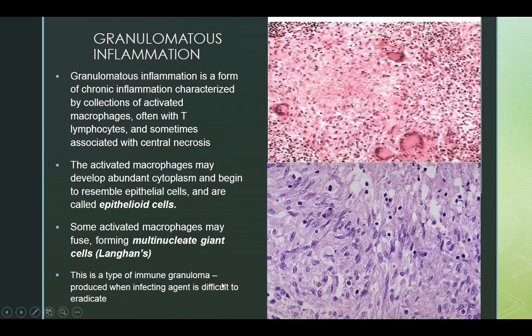This type of immune granuloma is produced when the infecting agent is difficult to eradicate, like in TB. TB is a classical example of granuloma formation. It is a chronic condition, where the patient has it for months and months, and if your body's immune system is not able to cure it, it leads to this chronic condition and to granuloma formation in the tissues.